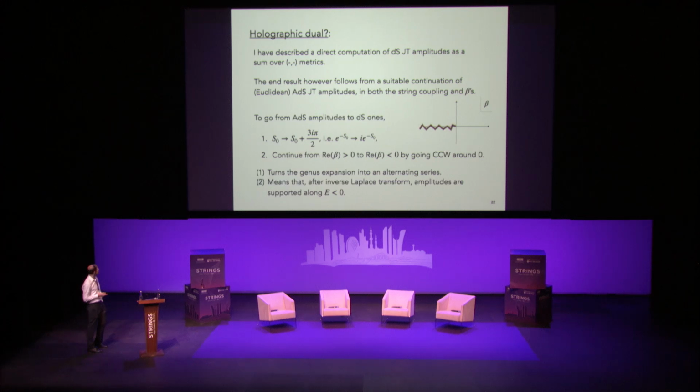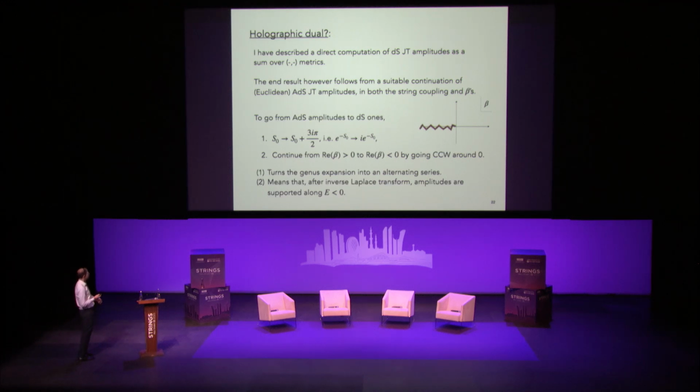I'm going to skip that slide because I got deleted in the next version. Now, in what sense does any of this have to do with a holographic dual? What I described in this talk was just a direct gravitational path integral where we exploit the existence of R equals minus 2 hyperbolic metrics, but in minus signature. But it turns out that the end result that we find can be understood after the fact as just some analytic continuation of AdS JT amplitudes.